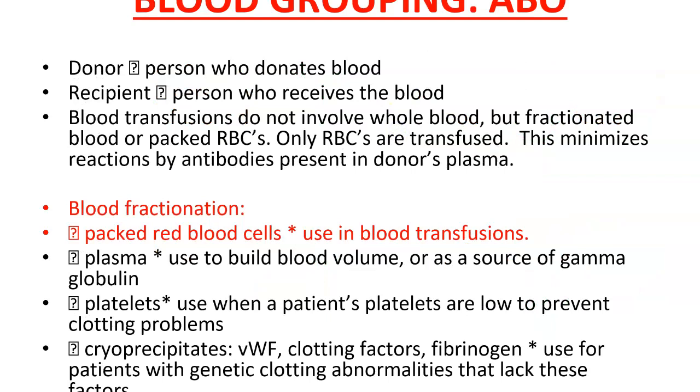So the donor is the person who donates blood. The recipient is the person who receives the blood. Blood transfusions do not involve all of the blood, but only part of the blood. So what is transfused are the packed red blood cells, not the plasma of the donor, just the red blood cells of the donor. Blood is then fractionated, and the red blood cells are separated from the white blood cells and from the plasma and from the platelets, and even from some of the clotting factors. So all of the fractions of the blood can be used and given to different patients that may need them.